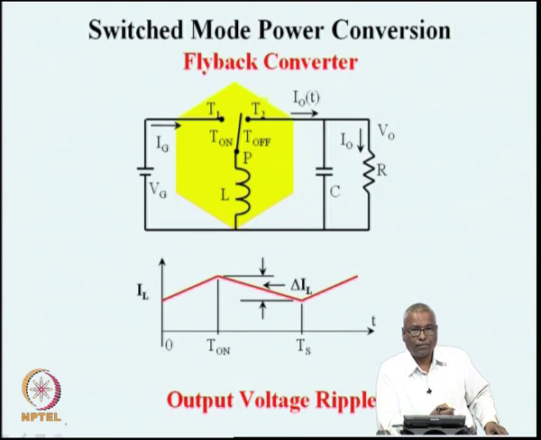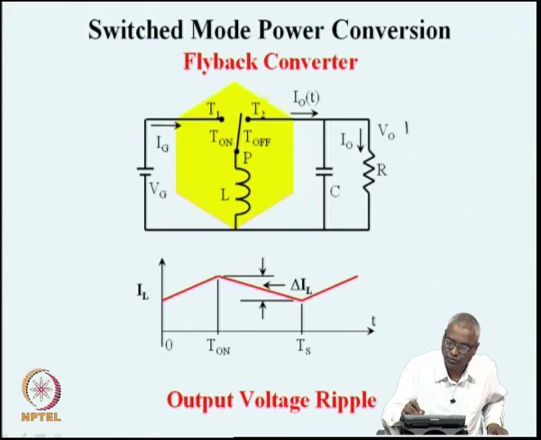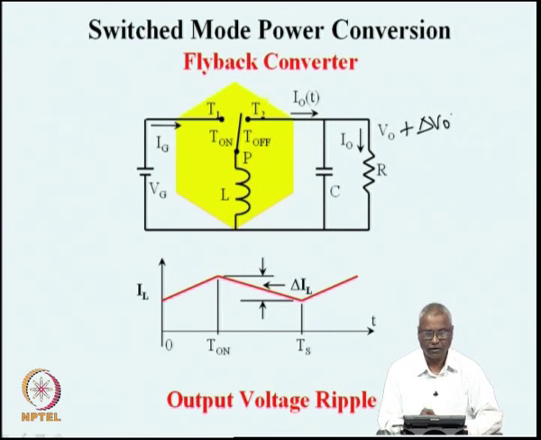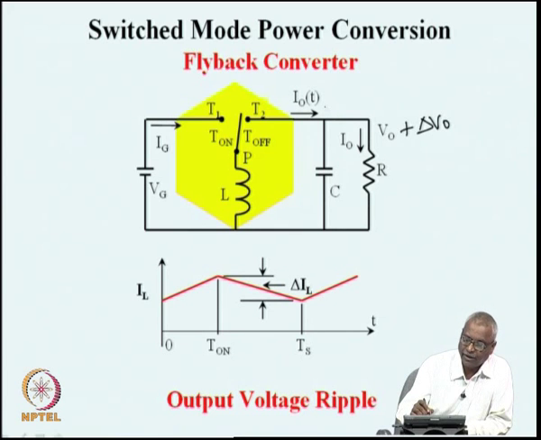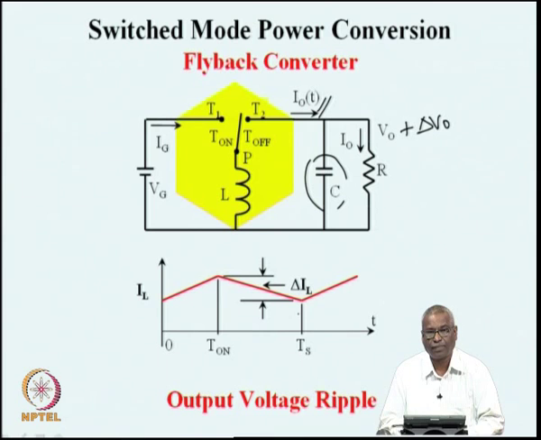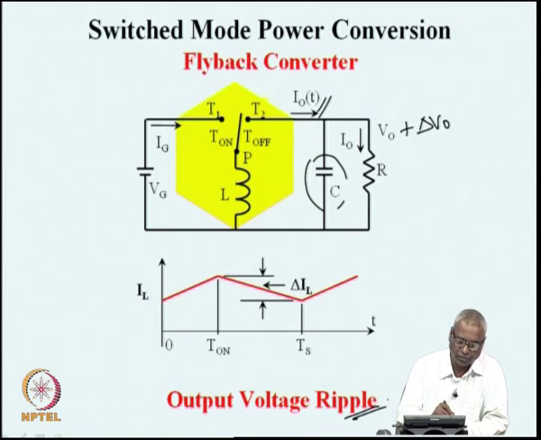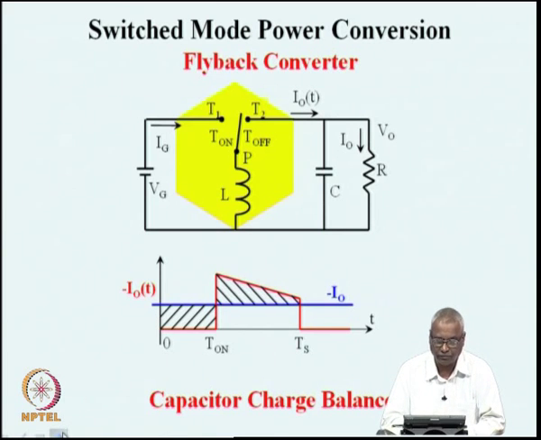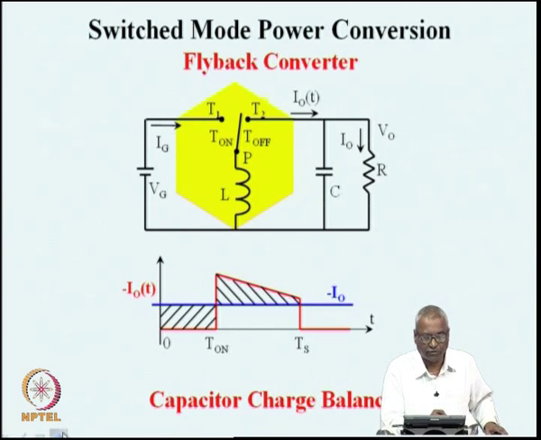The next non-ideal performance of the converter is on the output voltage. Output voltage has V naught plus delta V naught, and this delta V naught can be found out by finding out what kind of current is coming out of this. Out of that, all the DC current will go to the load and the AC current will go into the capacitor, and by integrating this current in the capacitor, it is possible to find out the output voltage ripple. This is the same strategy which we have followed in the other converters as well.